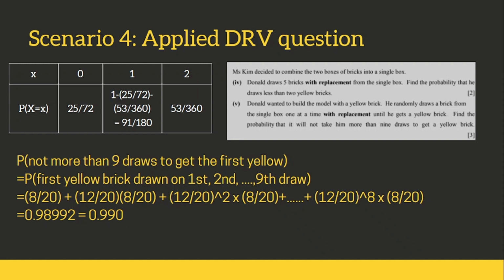But the probability that it isn't a yellow brick is going to be 12 over 20. So that's how we get the pattern you can see below. If it gets you on the first draw, it's just going to be 8 over 20. If it's on the second draw, you get 1 minus 8 over 20, which in this case is 12 over 20, times the 8 over 20. And repeat this over and over again until you get to the final term, which in this case is 12 over 20 to the power 8 times 8 over 20. Put this in your GC through a sigma summation and you'll get 0.990.